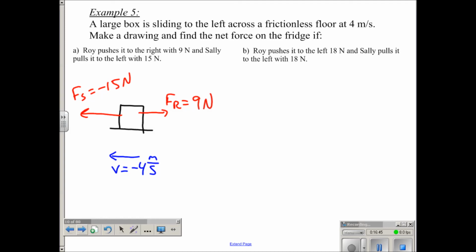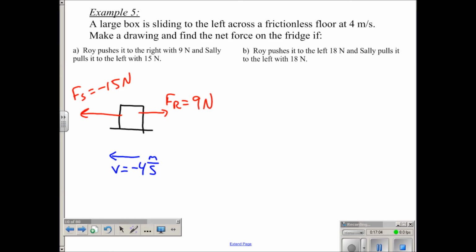Okay, who's going to win? Well, Sally is. She's got more force, right? How much more force? The difference between 15 and 9 is 6 newtons, right? So what's happening is all of Roy's 9 newtons get canceled out by Sally's 15 newtons, leaving us with a net force of -6 newtons.